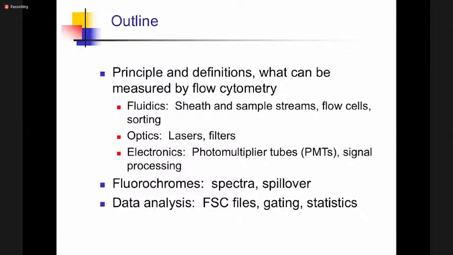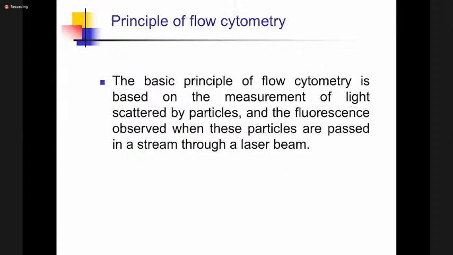Then you can do the statistics and analyze the population of cells you're dealing with, or the number of chromosomes, and what proportion of them are scattered towards the right, and what proportion are scattered upwards. But we'll see all that. So the basic principle of flow cytometry is just measurement of light which is scattered by particles. These particles could be molecules expressed on the surface of the cell, or DNA in the chromosome, which would be captured in the nucleus, and the fluorescence observed when these particles are passed in a stream through a laser beam.